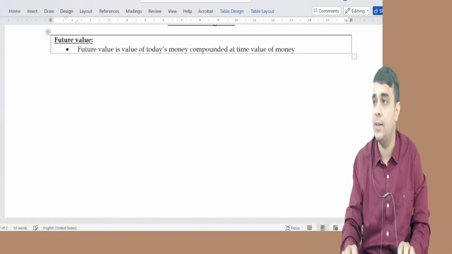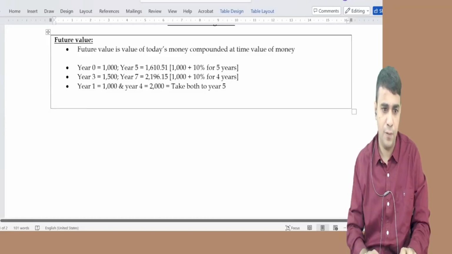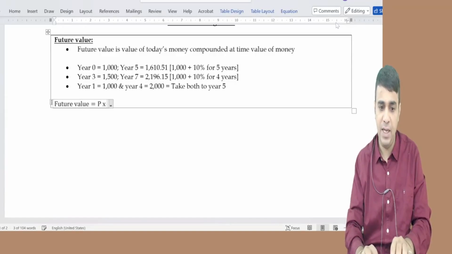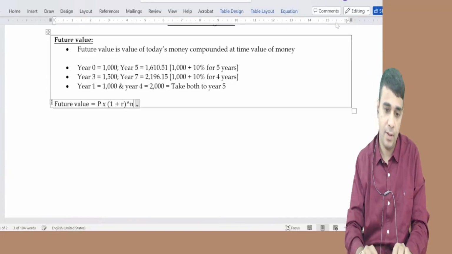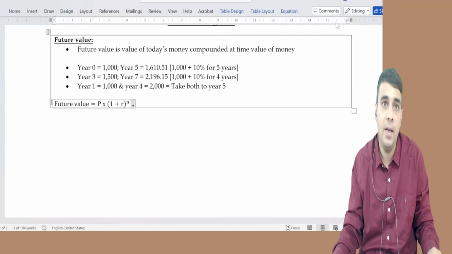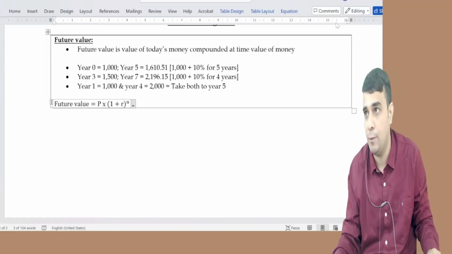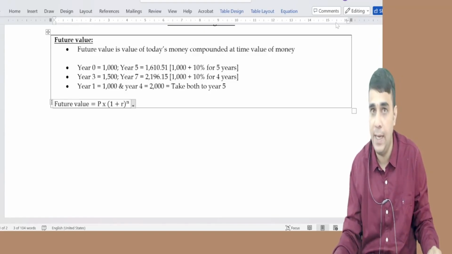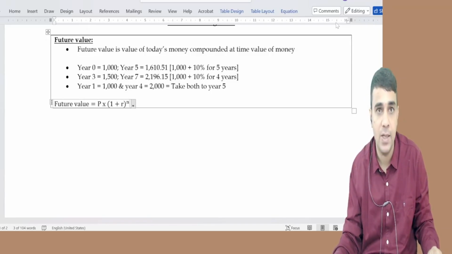Everything is there in the book. You need not write anything. Future value is equal to P into present value into the formula. Tell me the formula. 1 plus R power N, or T, whatever name you want to give. P is called principal or present value. Future value or amount. You would have learned the formula: A is equal to P into 1 plus R power N.